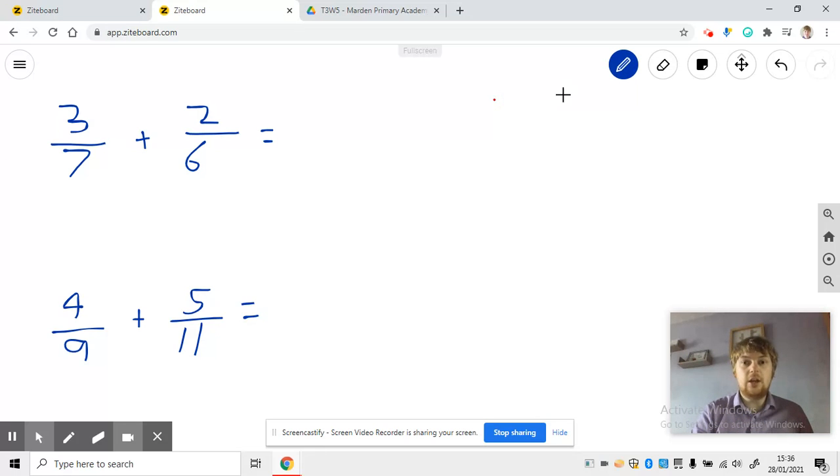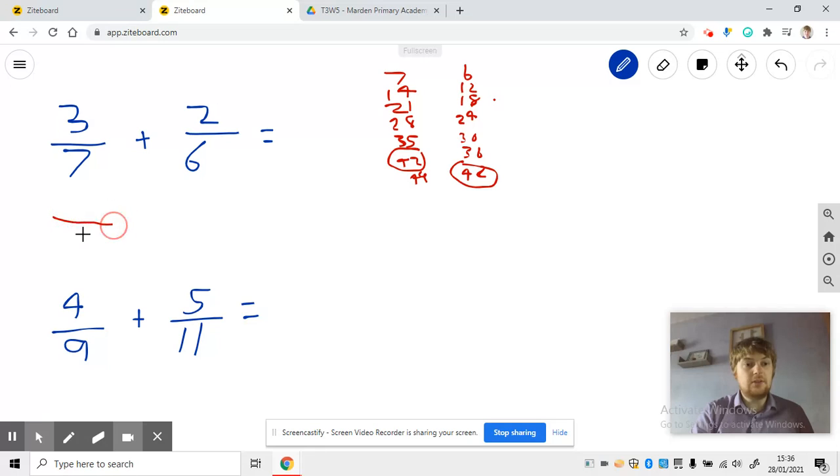Okay, so we know that we need to, in adding 3/7 and 2/6, find our common denominator, which we do not have. So I can list my multiples: 7, 14, 21, 28, 35, 42, 49. Okay, now I can do the same with my 6. So 6, 12, 18, 24, 30, 36, 42. Well, hang on. I can see that I have 42 here and 42 here. So I'm going to make my common denominator 42.